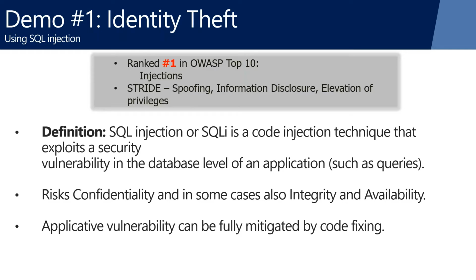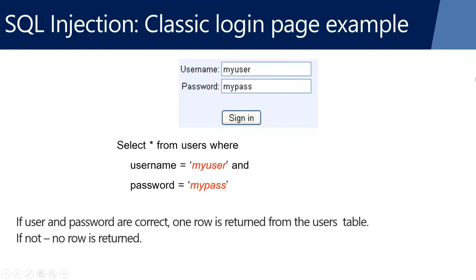So usually SQL injection risks confidentiality. You steal sensitive information. In some cases, also the integrity and availability of the information in the system. And this is a full applicative vulnerability. Later on, we're going to discuss the mitigation of all of the attacks that I'm going to show you. But in order to fully mitigate all of the attacks, you need to fix your code. Giuseppe is going to show the Microsoft Web Application Firewall, which is an additional measure, but in order to fully mitigate, fix your code.